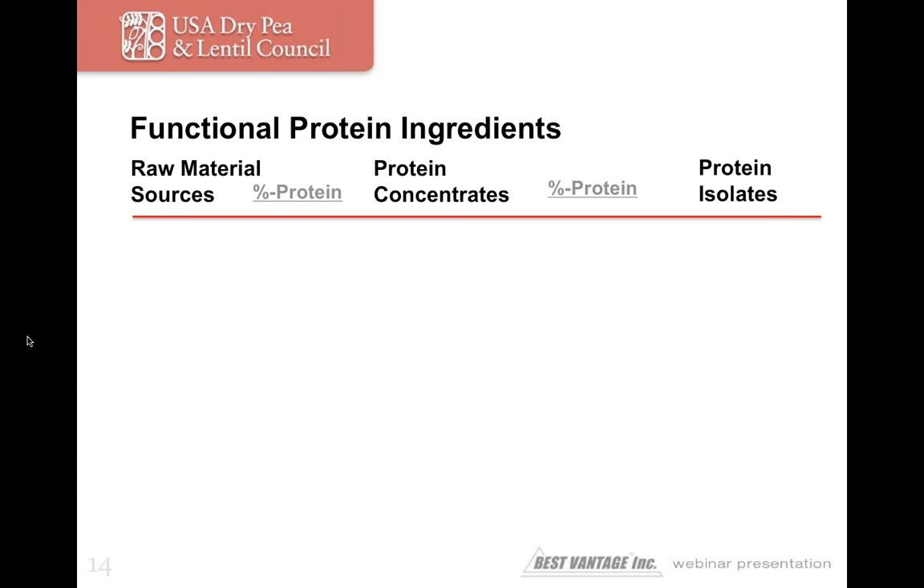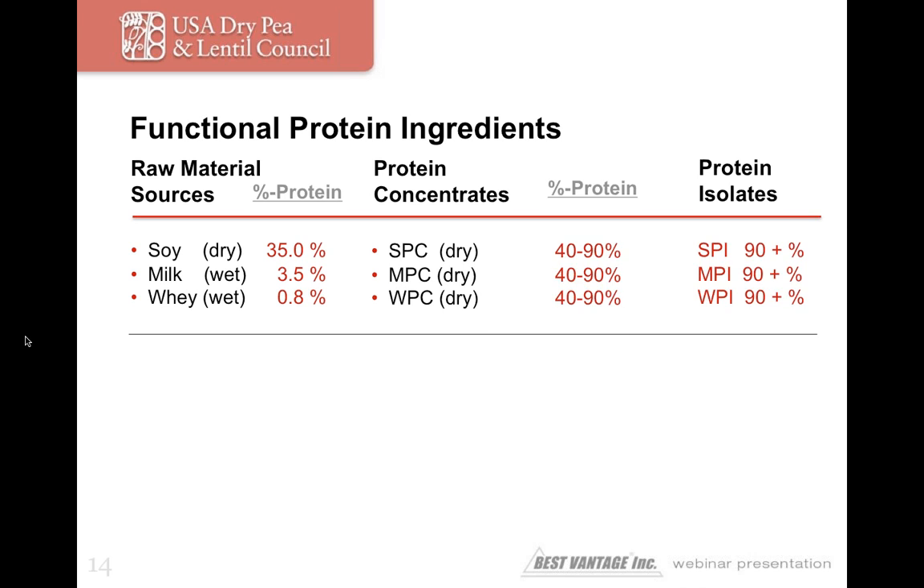If we look at functional protein ingredients, just looking at the protein for a moment, we look at soy, milk, and whey. If we look at milk as a wet raw commodity, it contains about 3.5% protein. Whey is about 0.8%. Soy, which is a dry oil seed, of course, contains about 35% protein. When we talk about protein concentrates, we generally talk about ingredients that contain 40 to 90% protein. And if we talk about protein isolates, we're talking in excess of 90% protein.